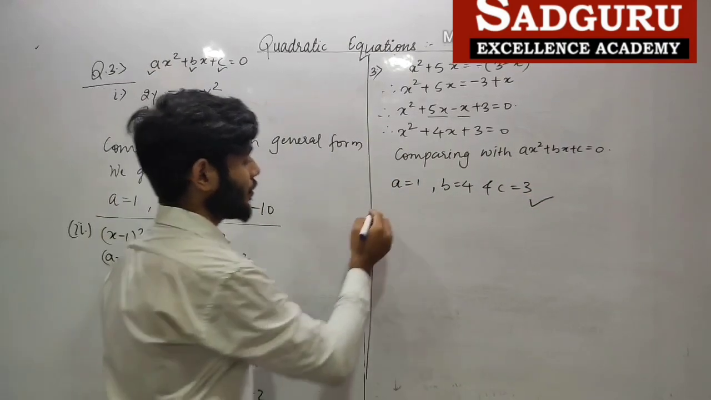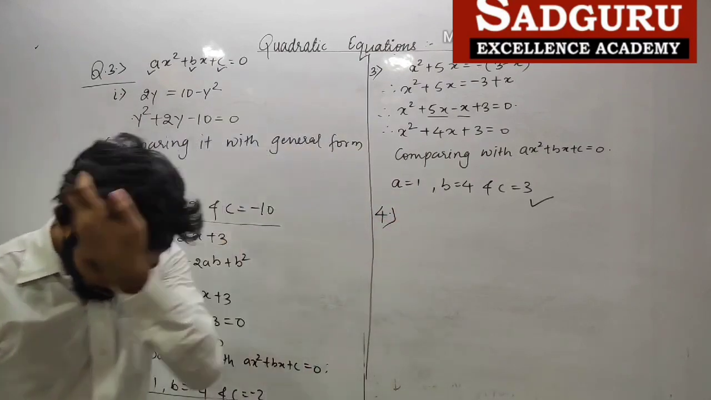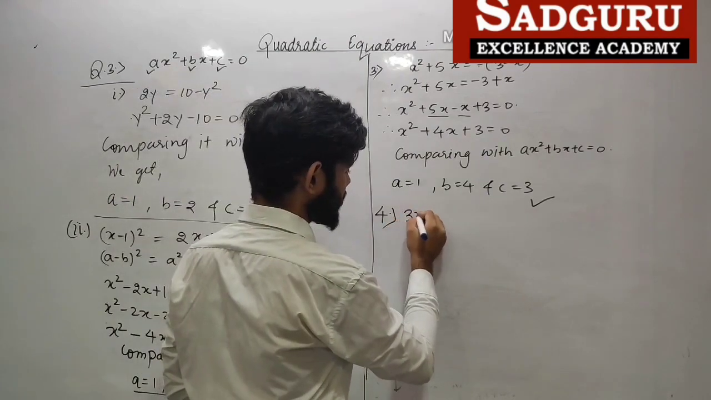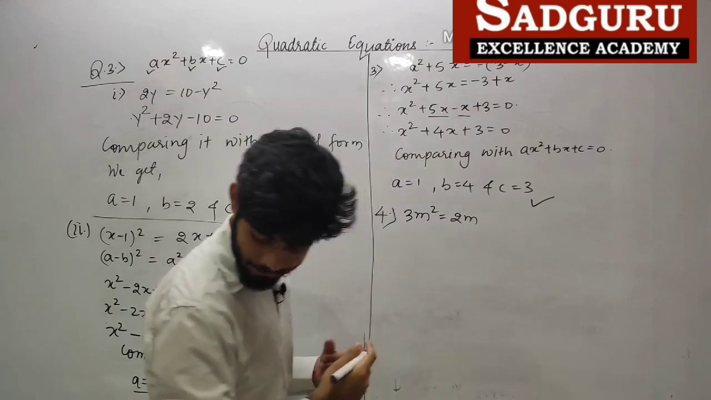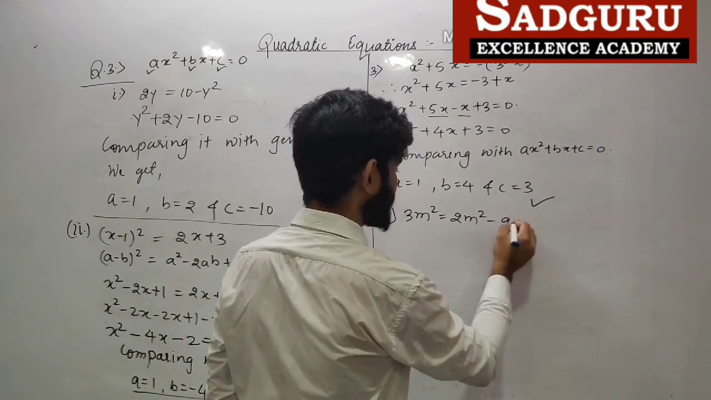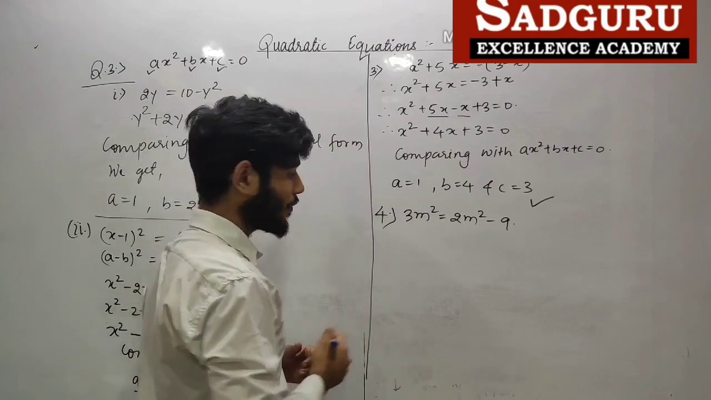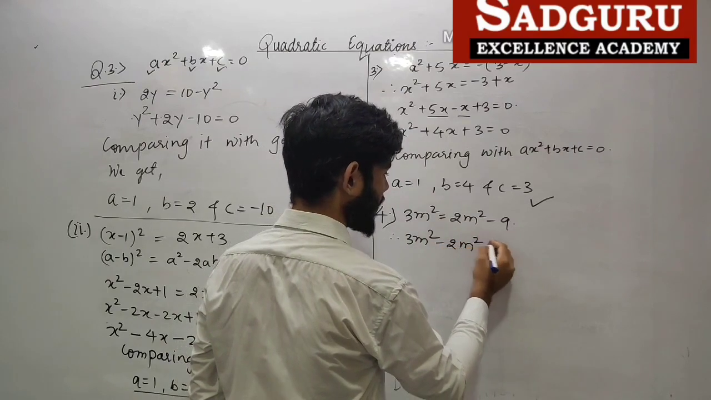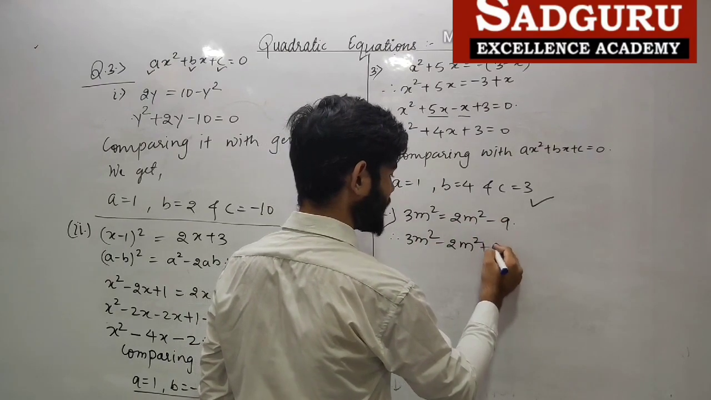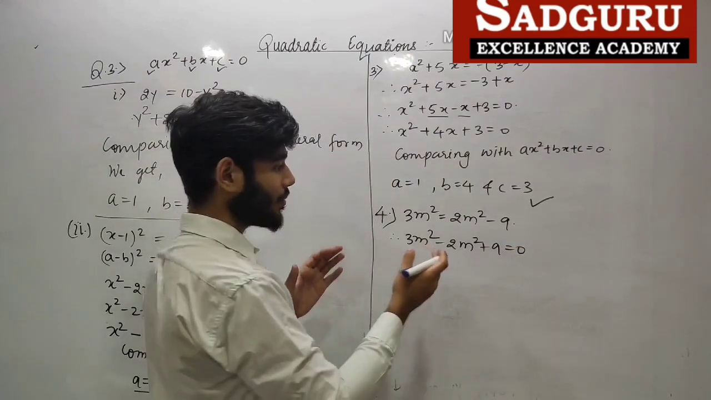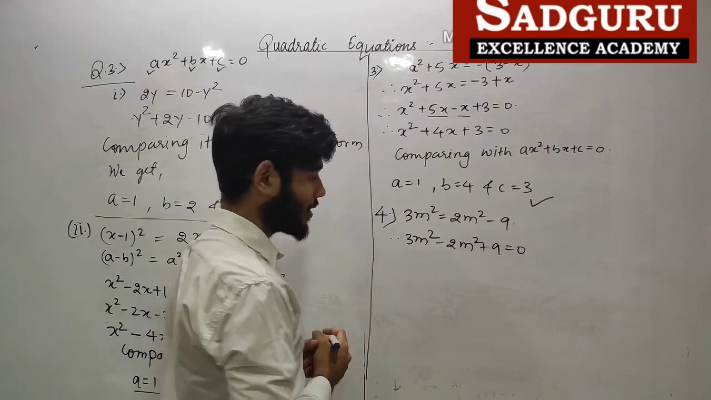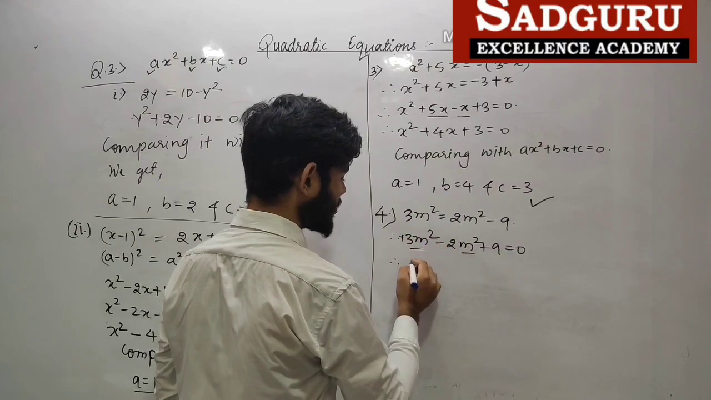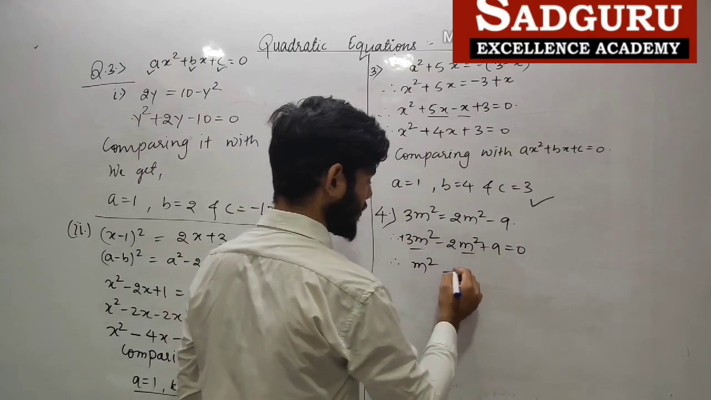Alright, so fourth question: 3m square equals 2m square minus 9. So let us write it in the general form. 3m square, this 2m square will come to this side and becomes minus 2m square, this minus 9 will come to this side and becomes plus 9, equals 0. Sign changes when we move the terms across the equal to sign, right? So these are the like terms, 3m square minus 2m square gives only m square, plus 9 equals 0.